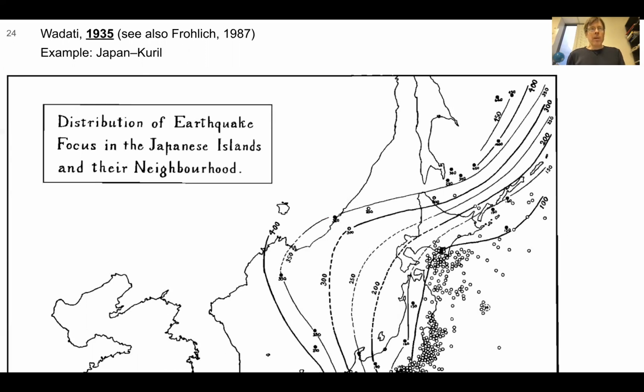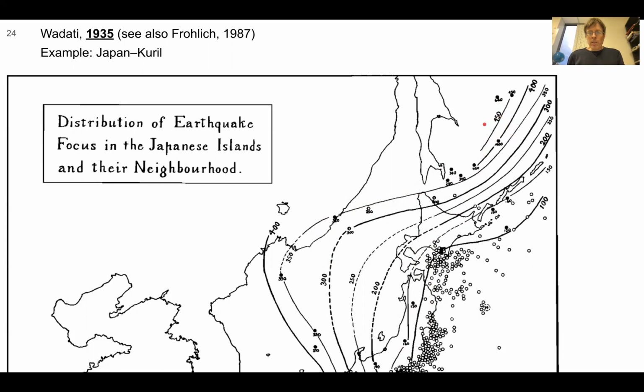Wadati's first paper in English was in 1928, describing these deep earthquakes in Japan. And there's this really remarkable picture of contours from 1935. This is Japan, and these are contours of depths of where he determines these earthquakes to come from. He sees this systematic pattern that as you go farther away, they tend to be deeper.